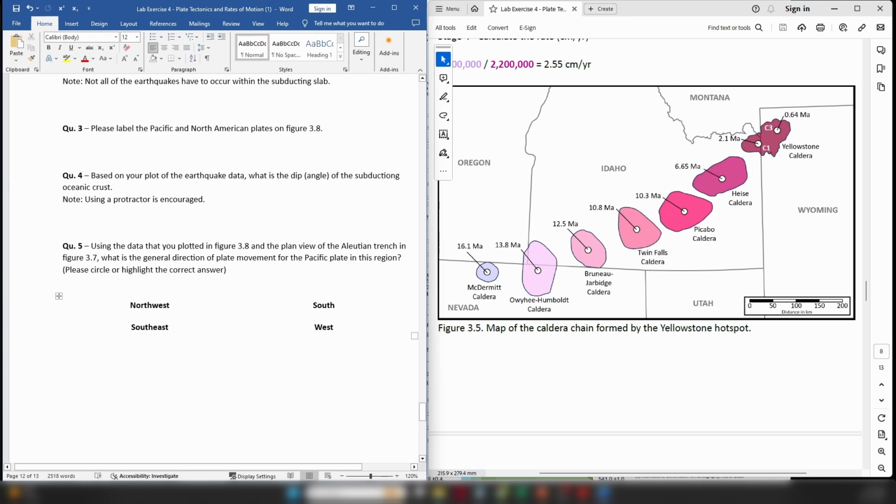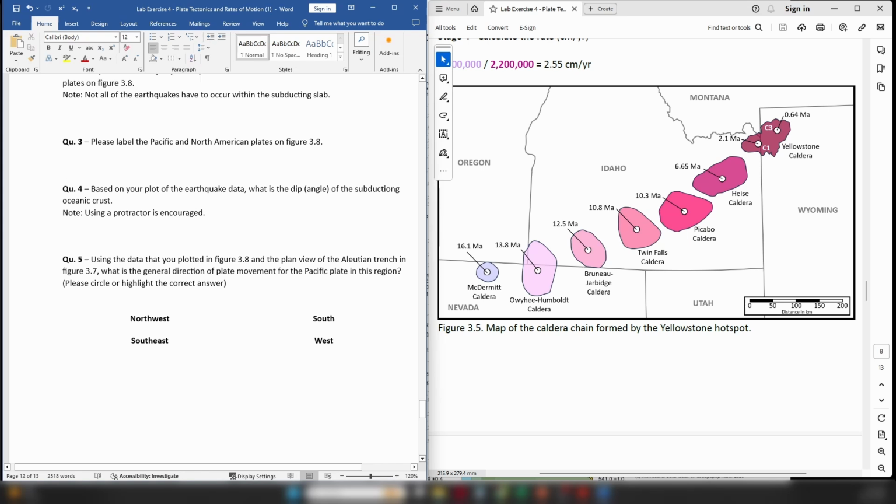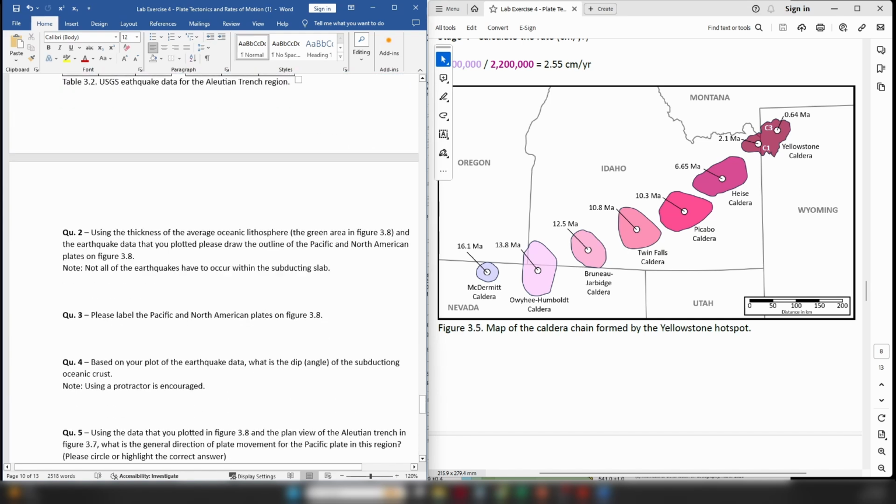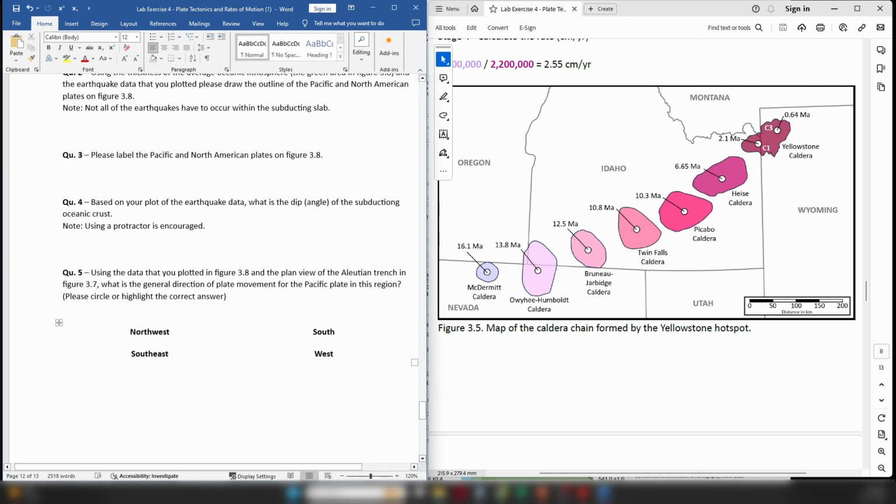Then we have question 5. So then using the data that we plotted on figure 3.8 and the plan view of the Aleutian Trench in figure 3.7. So this is the plan view right here where you can see all of the earthquake locations. What is the general direction of plate movement for the Pacific plate in this region? Okay, so the general direction of movement is going to be the direction in which the Pacific plate is subducting.